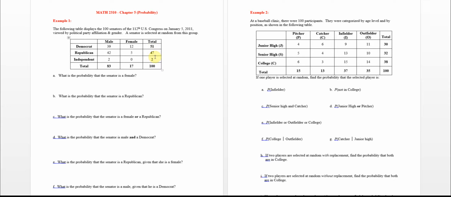So like we said, if you wanted a marginal distribution, when we looked at marginals, we would ignore the other variable and pay attention to the totals to figure out the distribution for the political variable. Or down the columns, you could do the column marginal, and you would be ignoring political affiliation and just looking at gender, so 83 males and 17 females.